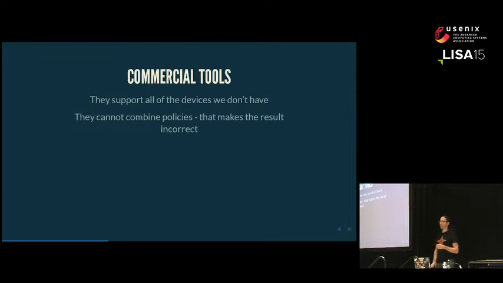They also can't combine policies. So if you have some firewall configuration in a data center in Phoenix and some firewall configuration in your New York data center, these don't have a good way to look at routing tables and figure out how to put those together in a cohesive view of your network.